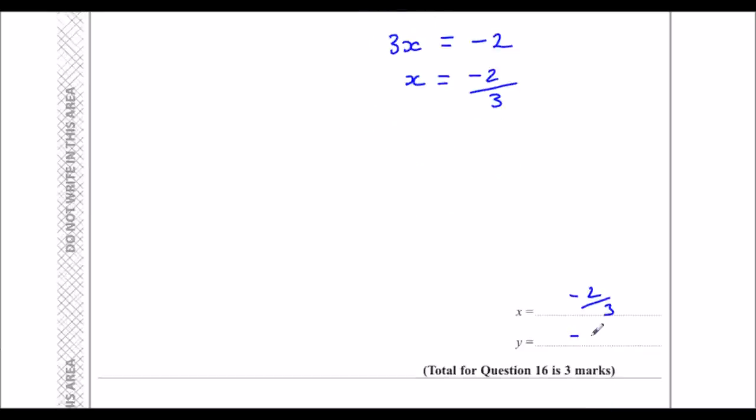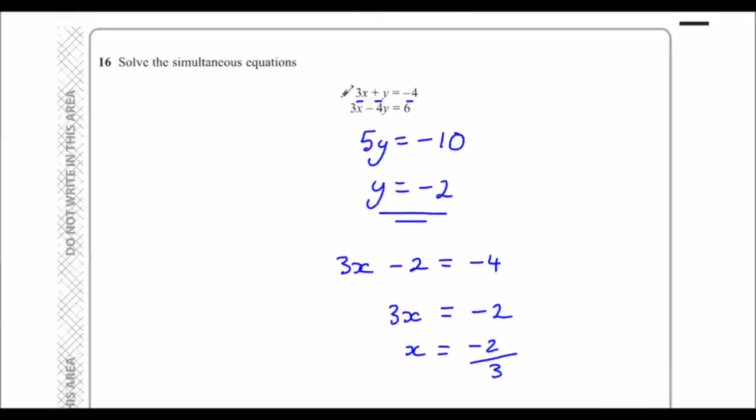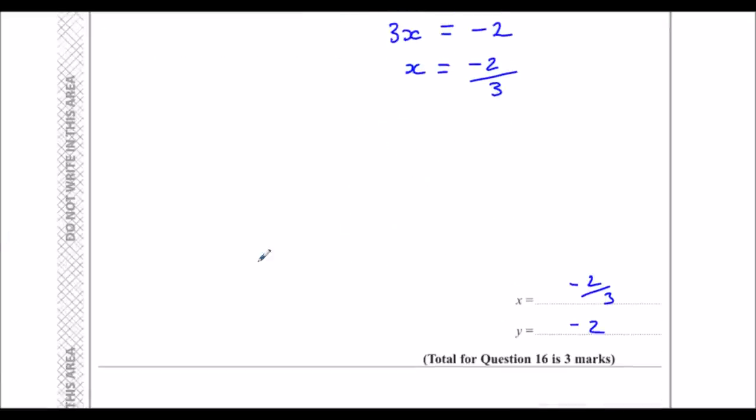Y is negative 2. And you can check your answer by substituting in to the other equation. And you should get it balanced. So x is negative 2/3. Y is negative 2.